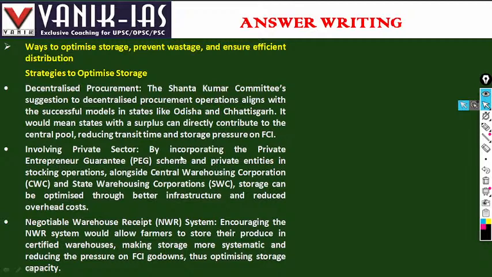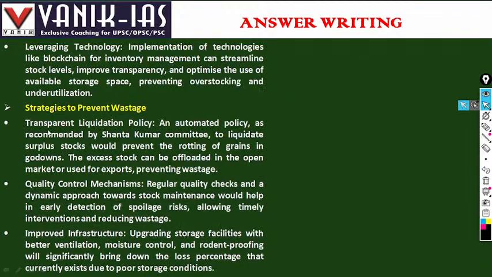Involving the private sector: by incorporating the Private Entrepreneur Guarantee scheme, private entities in the stocking operation alongside the Central Warehousing Corporation and the State Warehousing Corporation, storage can be optimized through better infrastructure and reduced overhead cost. Negotiable warehouse receipt system: encouraging this system could allow farmers to store their produce in certified warehouses, making storage more systematic and reducing the pressure on FCI godowns, thus optimizing storage capacity.